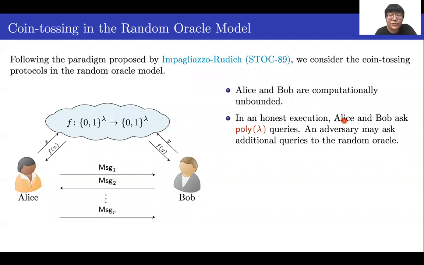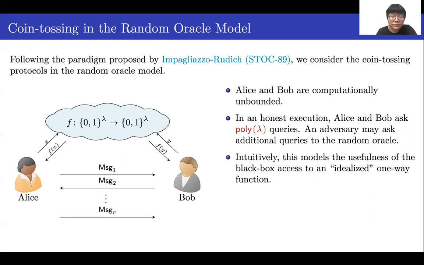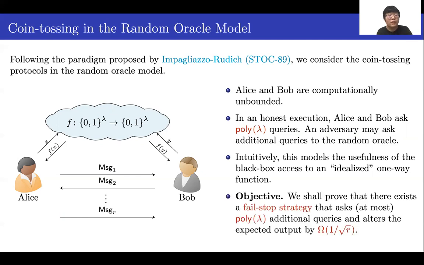In an honest execution, Alice and Bob ask polynomially many queries. An adversary, however, may ask additional queries to the random oracle. Intuitively, this models the usefulness of black box access to an idealized one-way function, because a random oracle is hard to invert even given unbounded computational ability. So our objective is to prove that there exists a fail-stop strategy that asks polynomially many additional queries and alters the expected output by 1 over square root of r.